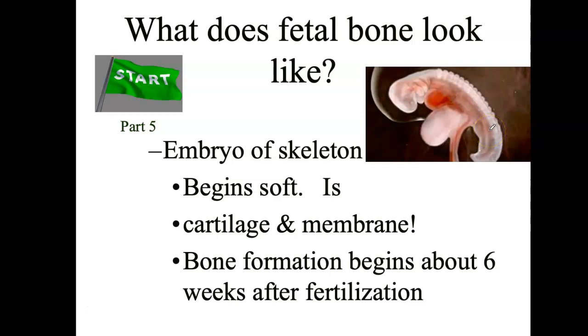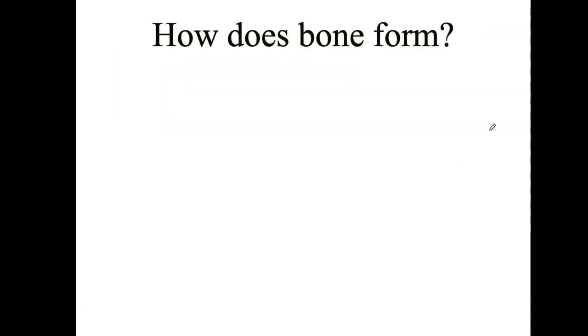So the embryo, the skeleton of an embryo begins very soft. And really what it's made out of is cartilage, like you see at the ends of long bones, and membrane. That's all it is. And this bone formation begins about 6 weeks after fertilization. So it really is amazing to think about. And the question is, how does it form?